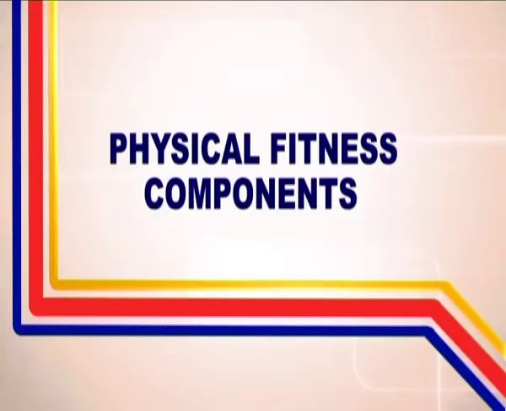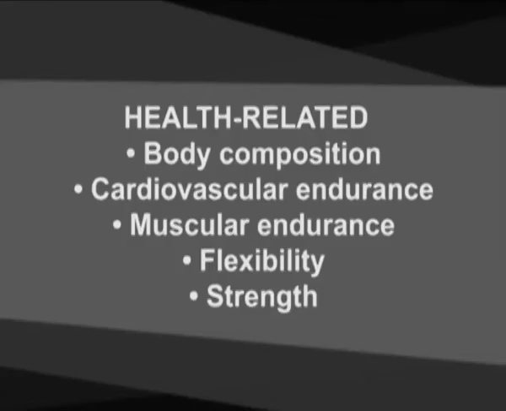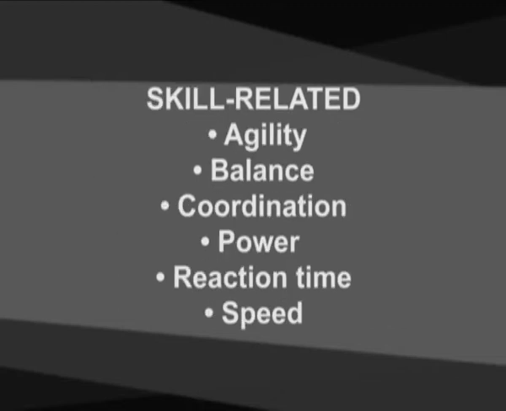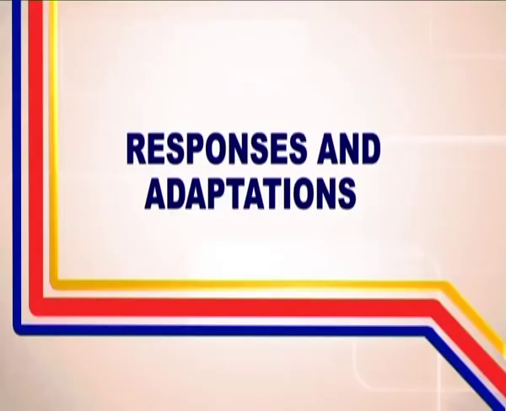Physical fitness components, health related. First is body composition, second is cardiovascular endurance, third is muscular endurance, fourth is flexibility and fifth is strength. Skills related. First is agility, second is balance, third is coordination, fourth is power, fifth is reaction time, sixth is speed.